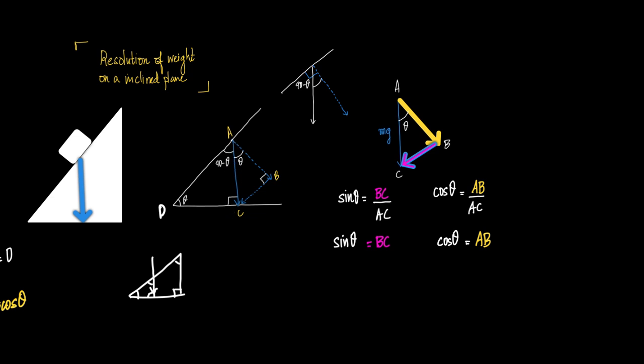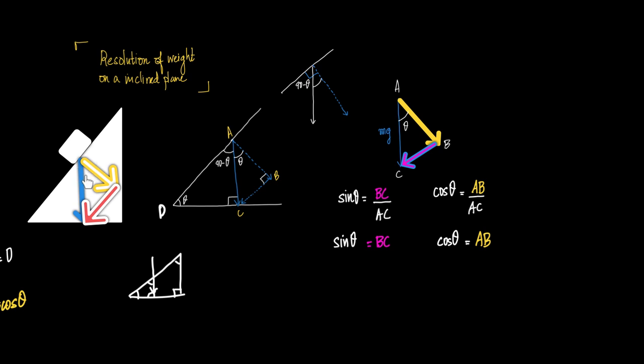One weight, okay. Now, how are we resolving this? That's also important to understand. We are resolving it into two components. One, which is perpendicular to it. Perpendicular to what? Perpendicular to the inclined surface. And the other, which is parallel to the surface, right? So we have two components. One, which is parallel to the surface. Two, which is perpendicular to the surface.